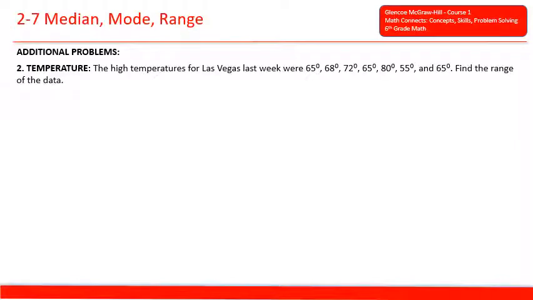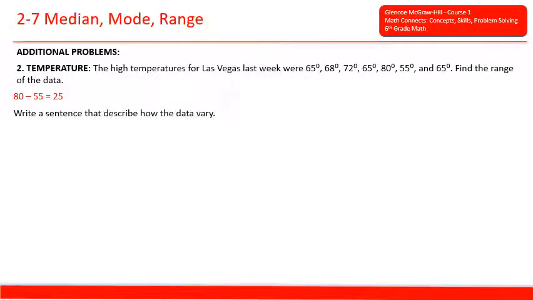Additional problems, temperature. The high temperatures for Las Vegas last week were 65, 68, 72, 65, 80, 55, and 65. Find the range of the data. So we'll just simply subtract the least from the greatest. And if you can't pick those out, probably the best strategy is to go ahead and list them in order from least to greatest so that you're not trying to guess. And you get 80 minus 55, so the range is 25 degrees.